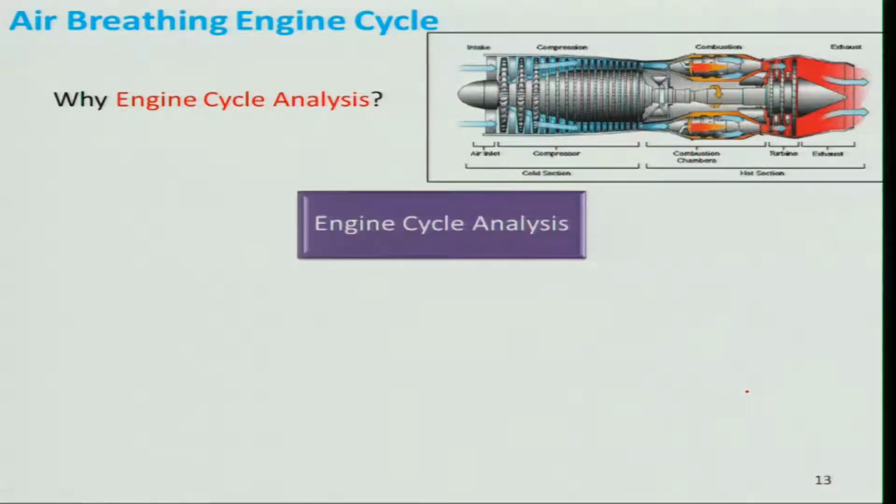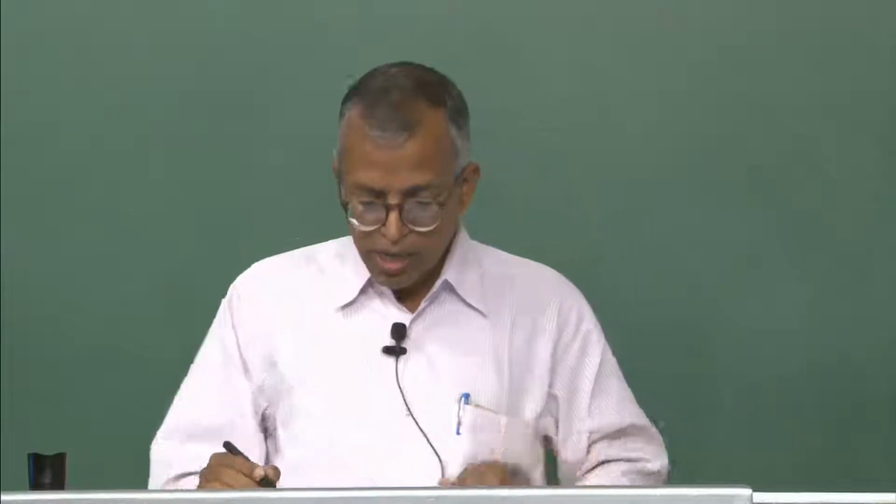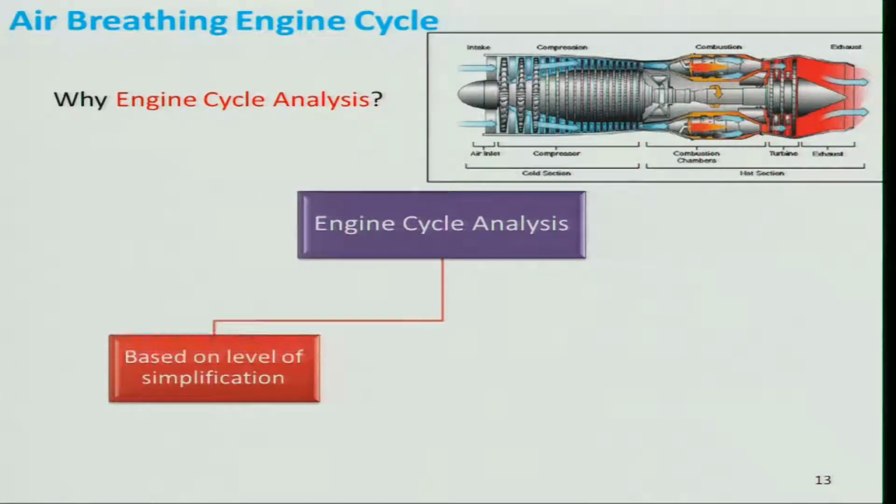So, as I told you just now, it is quite complex. Whenever the fluid is passing through the compressor, combustion chamber, and turbine, it is undergoing a lot of changes. Now, how to handle that? When the composition of air is changing, the temperature is changing, the pressure is changing, it is quite difficult to handle. So, we will first have to make some assumptions. That means we can divide this engine cycle analysis based on the level of simplification, because we need to simplify that.